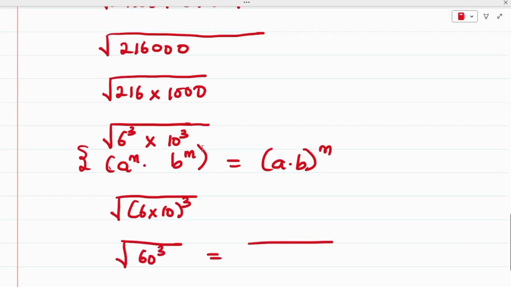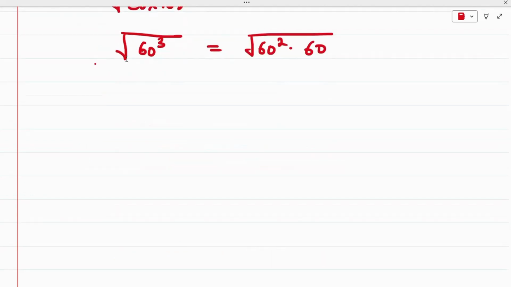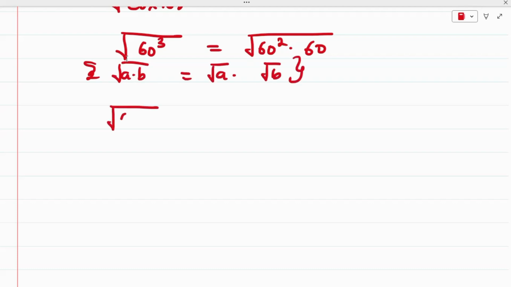And we can easily express this to be 60 squared multiply 60. And if we have the square root of a multiply b, this is equal to the square root of a multiply the square root of b, right? So this becomes the square root of 60 squared multiply the square root of 60. So this is going to cancel out this.